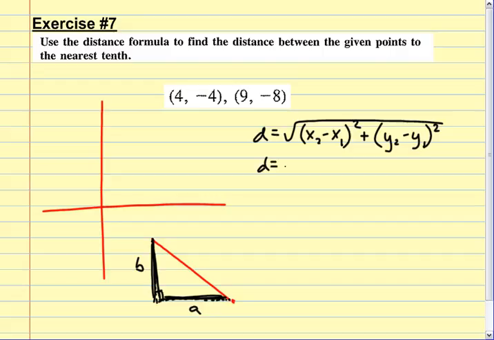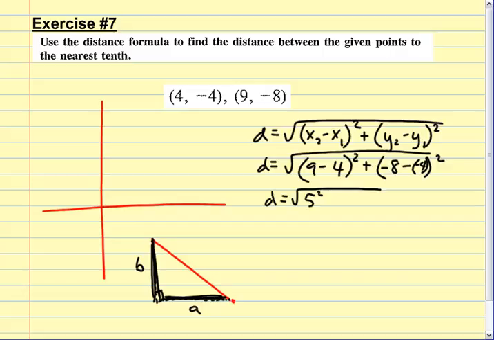Okay. So let's fill this in. Distance is equal to the square root of, what would you like me to put in for the x's here? x sub 2, 9 minus 4. And then what would you like me to do for the next one? -8 minus -4. So now the distance is going to equal the square root of 5 squared, 9 minus 4, plus, it says -8 minus -4. So that's just -8 plus 4, which is -4 squared. Does that make sense?